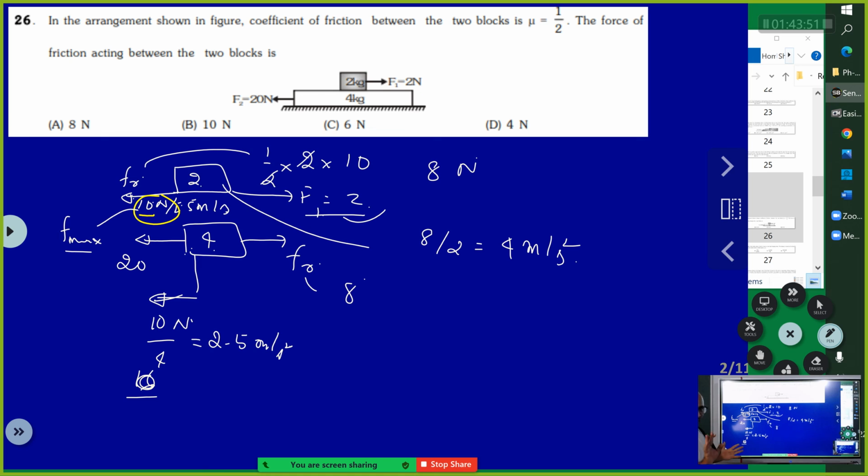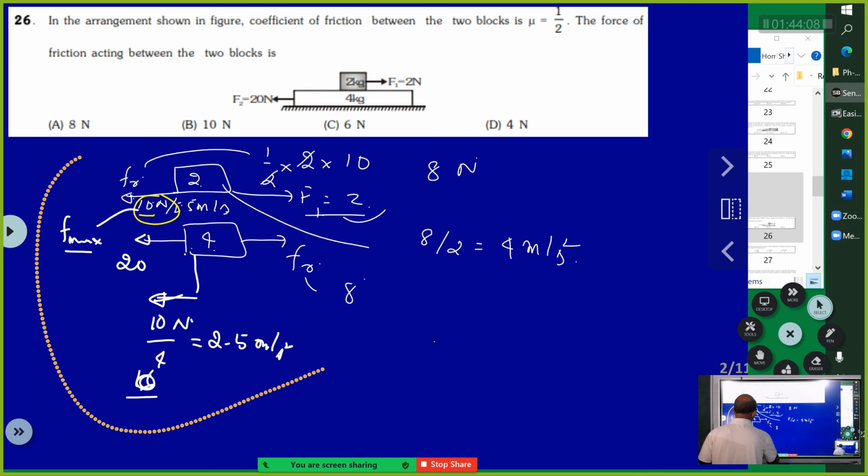Otherwise, look at it like this. This 20 Newton: assume both of them are moving together and F1 is not active, or let's do it the other way. Let's do it the other way. Okay, I'll just keep this. I will not close this.